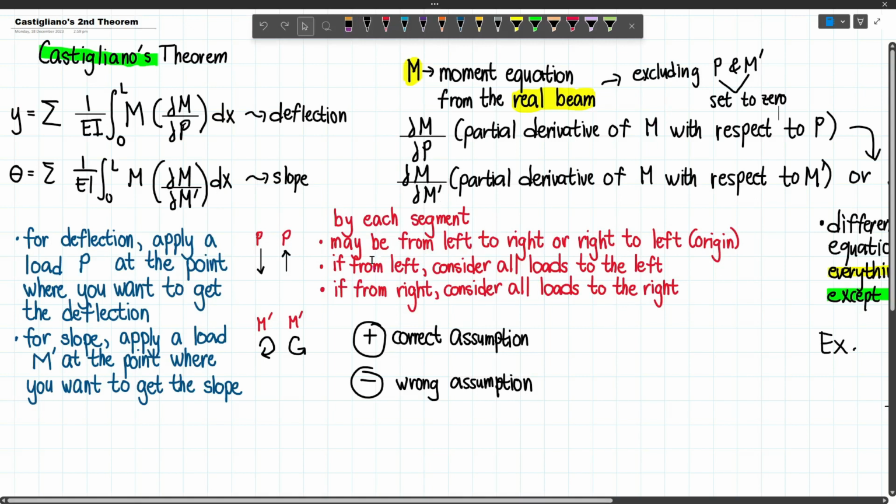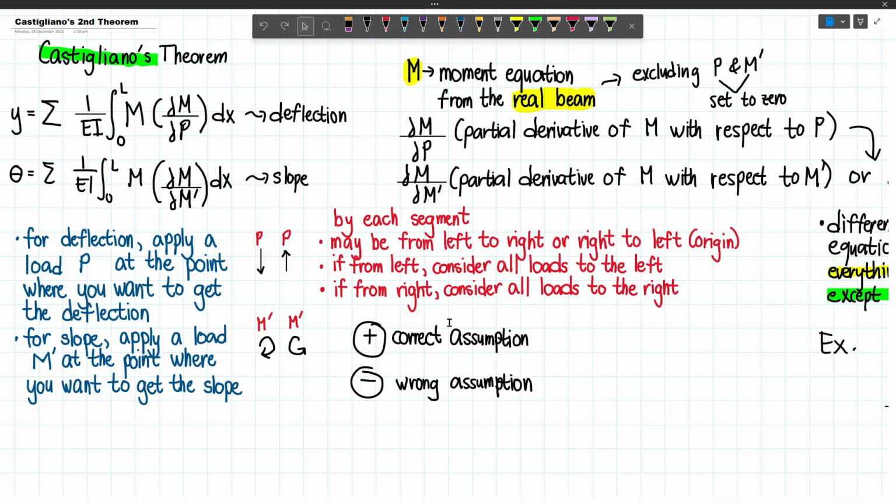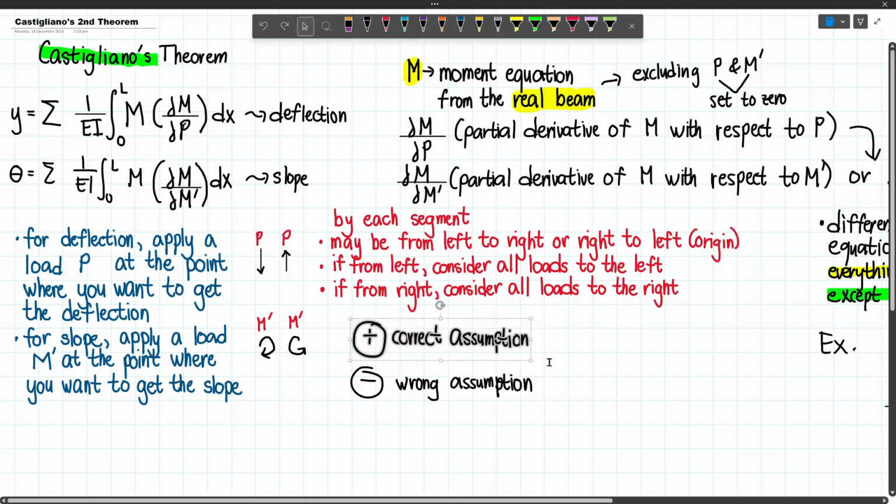Again, we are still considering by each segment, and then it may be from left to right or right to left, just like in virtual work. And then if from left, consider all loads to the left. If from right, we will still consider all loads to the right. And then kung positive yung value, we have a correct assumption. And then kung negative, we have the wrong assumption.